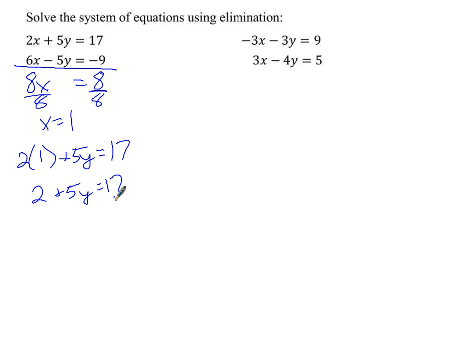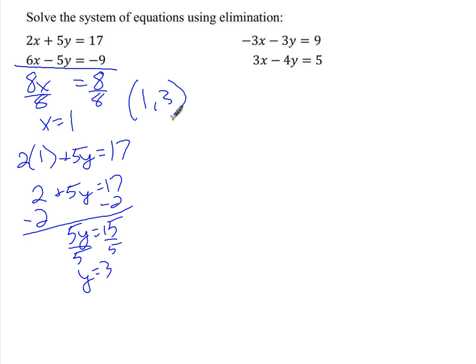Then what? We're going to subtract 2 from both sides. 5y equals 15. Divide both sides by 5 and you get y equals 3. So your ordered pair is 1 comma 3. And what should we do? Before I put a box around it, plug it in and check.